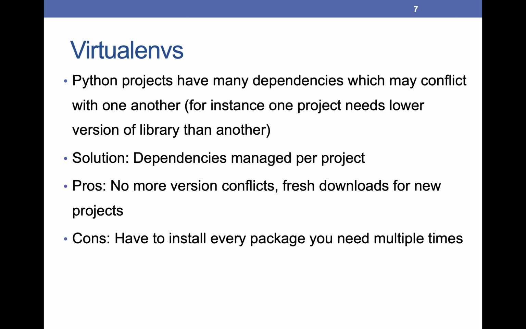So, virtual environments. Python projects have a lot of dependencies. Like I said, there are really, really good interfaces to really, really powerful libraries in Python, but they might conflict with one another. So one project may need a lower version of some library than another one. The solution to this is that you manage your dependencies per project rather than per computer, or per user or something. So the advantage of this is that you no longer get version conflicts, and if you need to freshly download everything, that's really easy. You can just delete the entire environment and rebuild it. Downsides is that now you have to install every package that you need multiple times if you have multiple projects that use that package, so you may need to clean these out occasionally, but that's probably a year out at least.